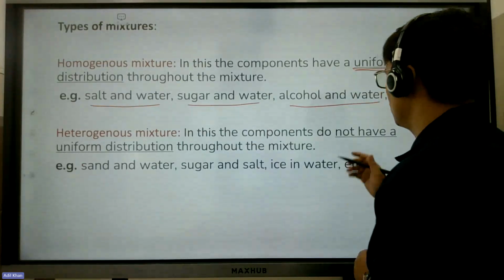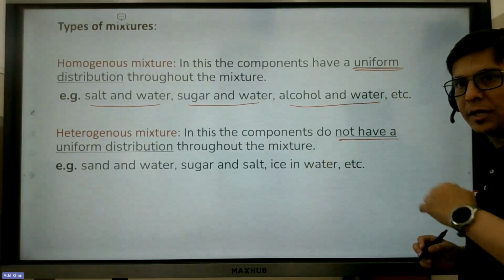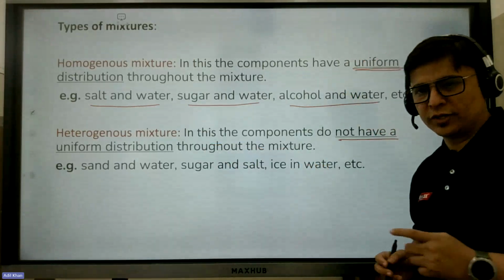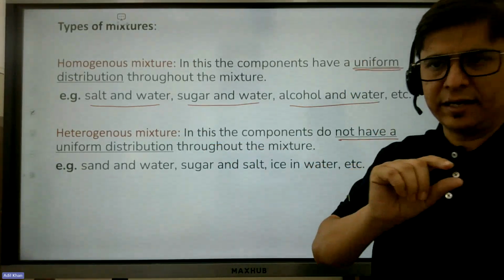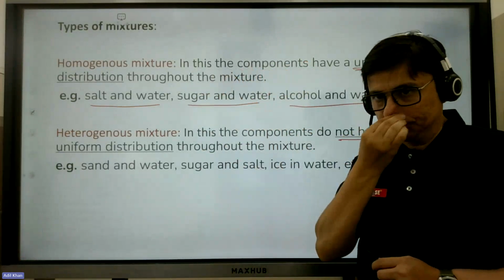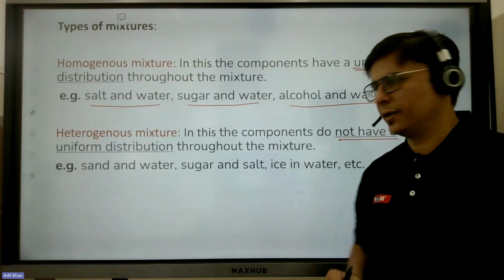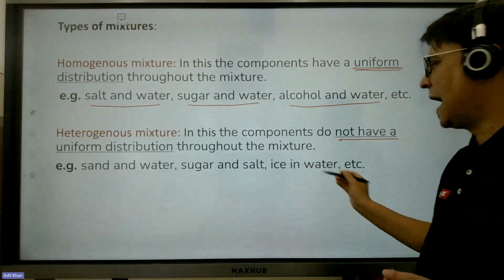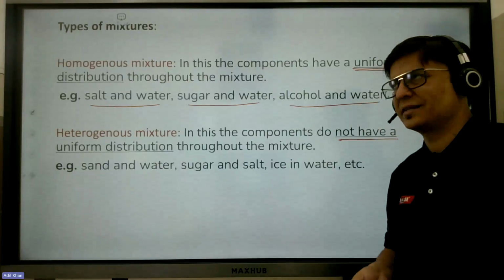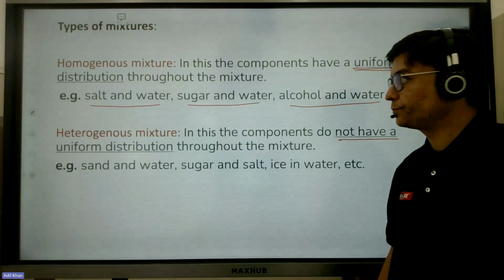Heterogeneous mixtures: in these the components do not have uniform distribution. They are completely visible. The boundaries are visible throughout the mixture. Example, sand and water. When you mix sand and water, sand will settle down at the bottom, water will float on the top. It will be dirty water. Sugar and salt, again differentiation will be there. The sugar crystals will be big, the salt crystals will be small. Ice in water at 0 degrees Celsius, you can differentiate the ice cube and the water, but as the temperature increases, ice melts and becomes part of the water only.